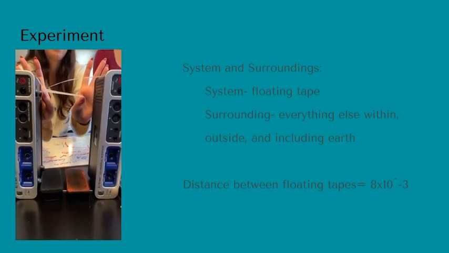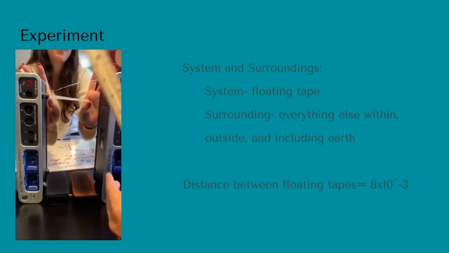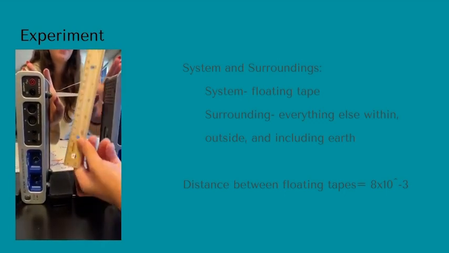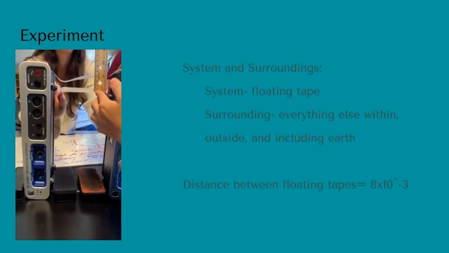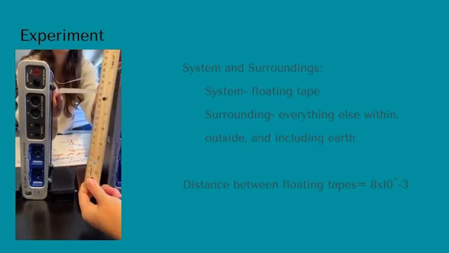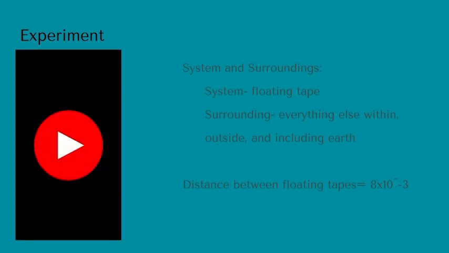Since the tapes repel, we just record the distance between the two. The charge overcomes the force of gravity, and so it repels and pushes the top tape up without touching it physically. So the distance between the floating tapes when we start to see the top tape float was 8 times 10 to the negative 3 meters.